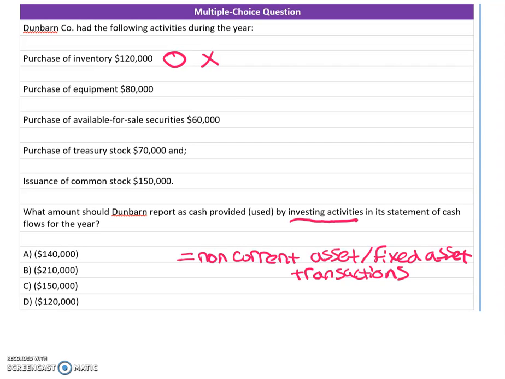How about the purchase of equipment? So as we said, non-current assets and fixed asset transactions will generally always be in our investing activity section. So that is going to check off.